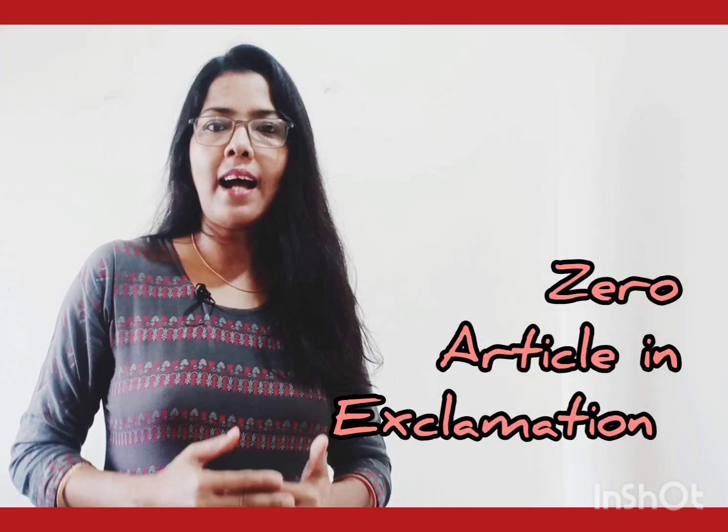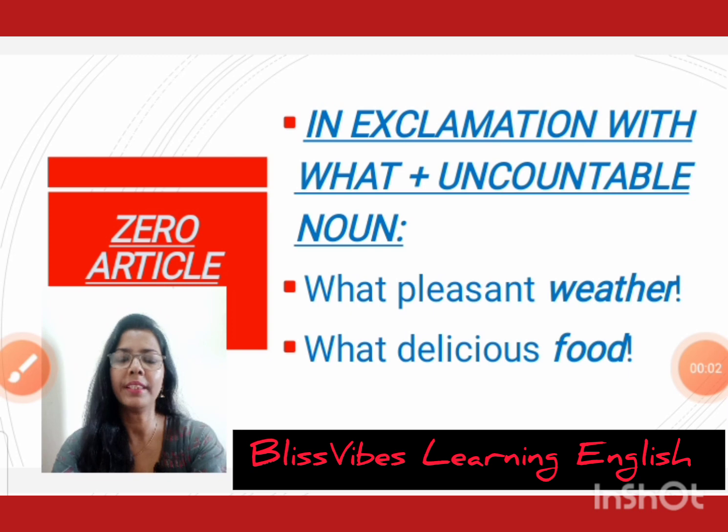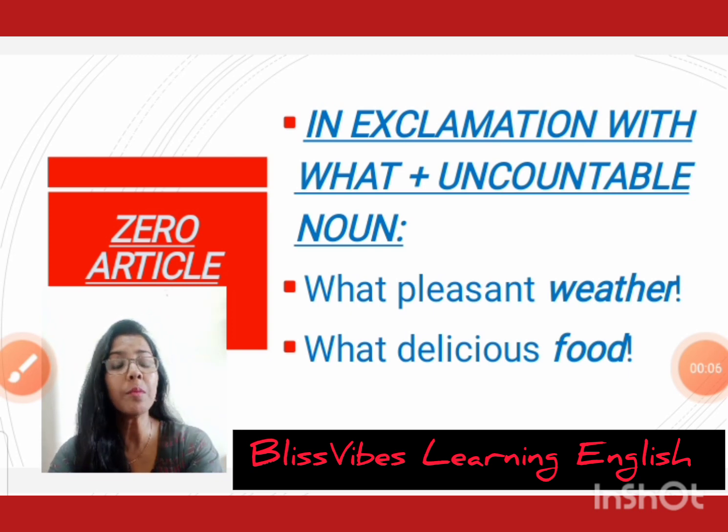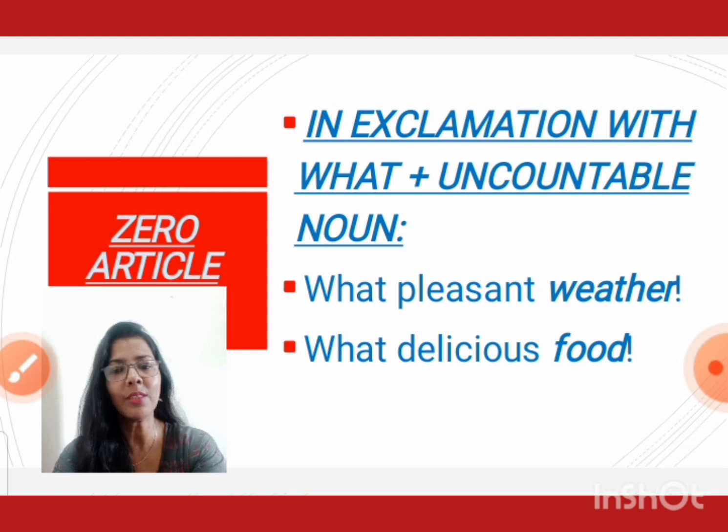We don't use an article in exclamations with what plus an uncountable noun. What pleasant weather. What delicious food. Don't say what a pleasant weather or what a delicious food, as weather and food are uncountable nouns.